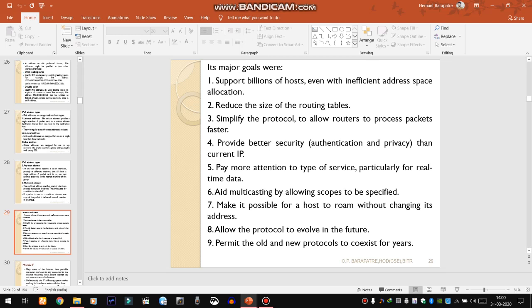It makes it possible for a host to roam without changing its address, like we do using mobile IP and mobile TCP. We will discuss mobile IP and mobile TCP in later videos. Then it allows the protocol to evolve in the future. Obviously, we can have various combinations of addresses with the help of the IPv6 addressing scheme, and it also permits old and new protocols to coexist for years. So it supports all the protocols used by the IPv4 addressing scheme, internetworking, and the TCP protocol.